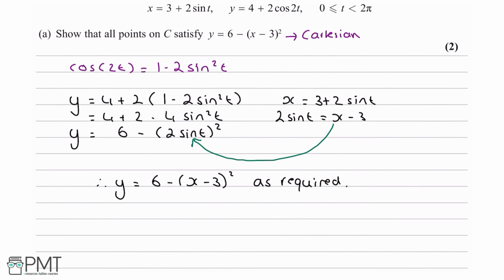This question is worth 2 marks. You get your first mark for attempting to use cosine 2t equals 1 minus 2 sine squared t, so this line here gets you your first mark. And then your second mark comes from concluding your proof.